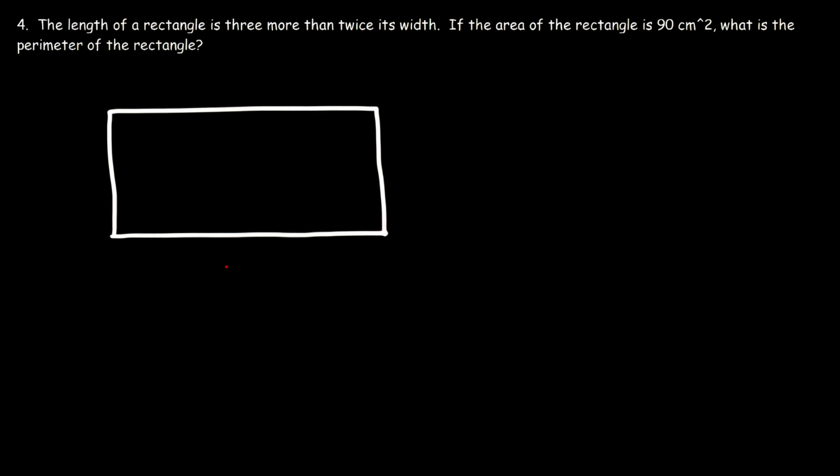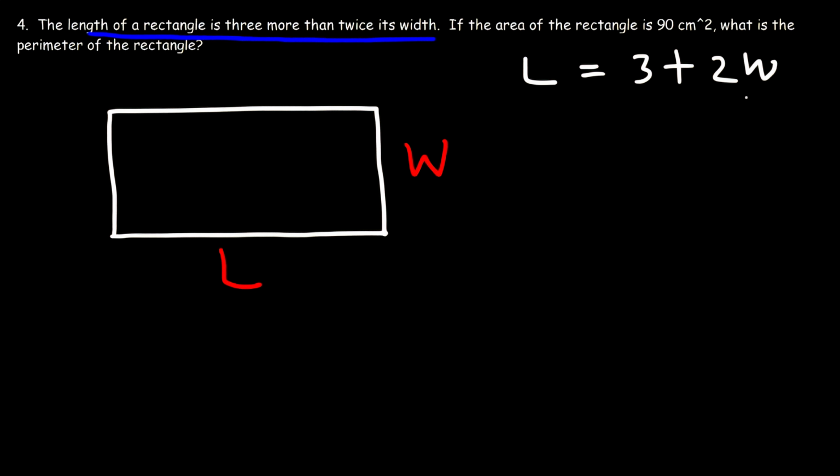And so this is the length and this is the width. Now, what we need to do is write some equations. We're told that the length of the rectangle is 3 more than twice its width. How can we convert that sentence into an equation? So the length "is" means equal, 3 more, so 3 plus twice the width, 2w.